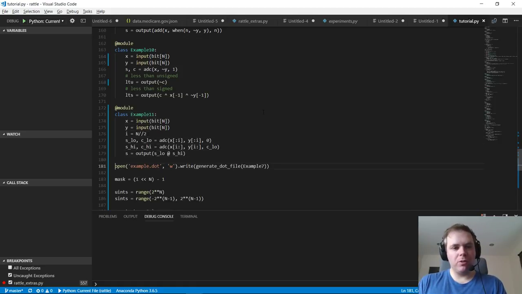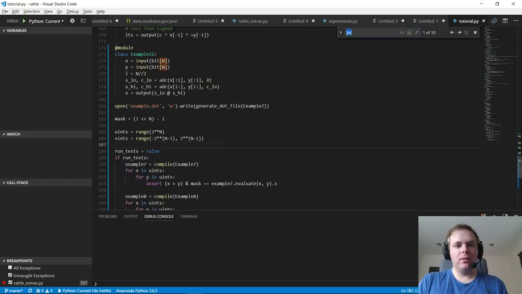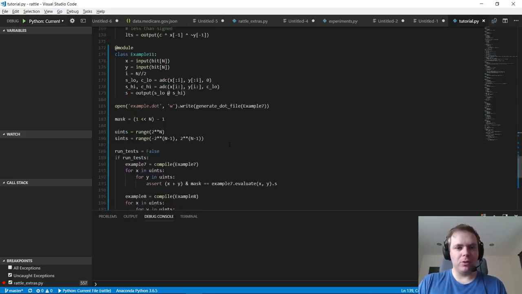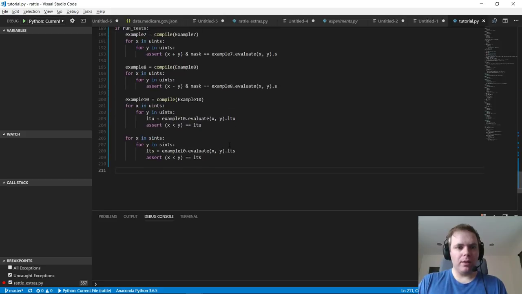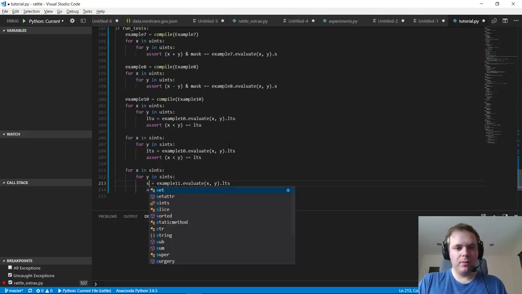So let me just first show you that this works. I'm going to put this back to 4, because I do want to run tests on this to prove to you that it works. So this is example 11, and as before, I want to show you that this actually works.